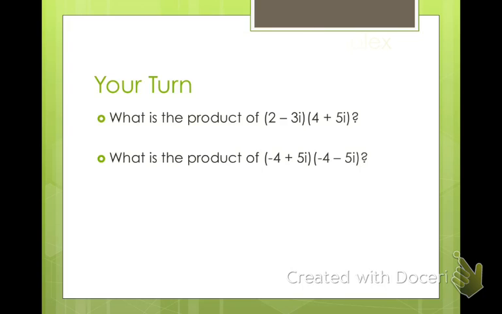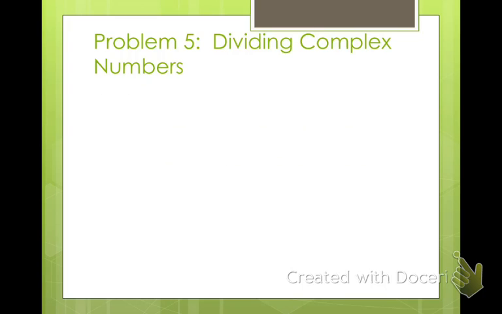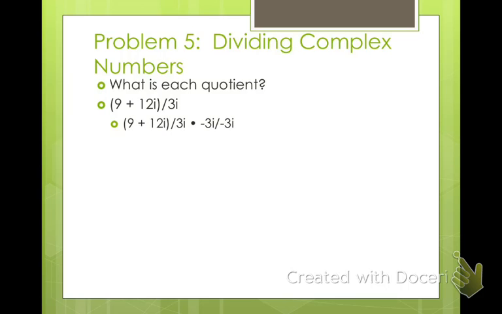Alright, dividing complex numbers. So we're going to find quotients now. So I have 9 plus 12i, all divided by 3i. Now, we don't like to have i's in the denominator. So what we're going to do is multiply by the inverse because we want it to be positive. So let me rewrite it this way.